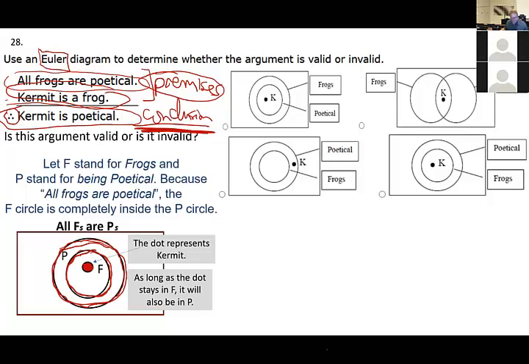And the outside fence represents the things that are poetical. So that means that is a perfectly valid argument. If you accept that all frogs are poetical and you accept that Kermit's a frog, then it inevitably follows that Kermit must be poetical. And so that's a valid argument.